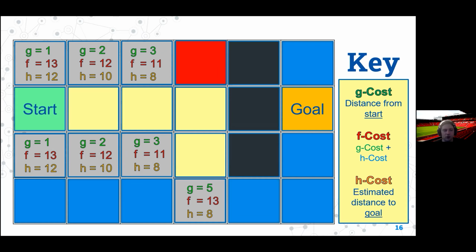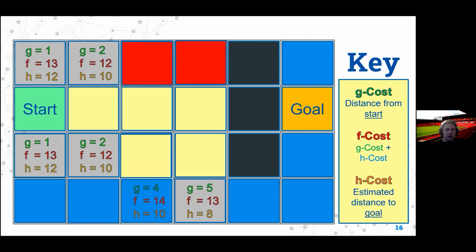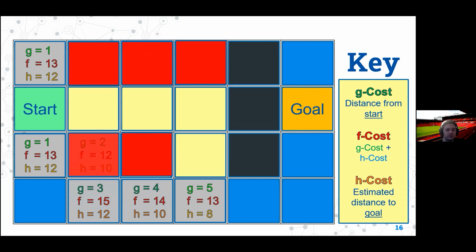So you can see the F cost is a little bit lower here. So we're going to get rid of that one. We're going to check here. We're going to go to the two 12s. And then finally, we can have a look at our 13. And because the H cost is lower, we'll choose this one.